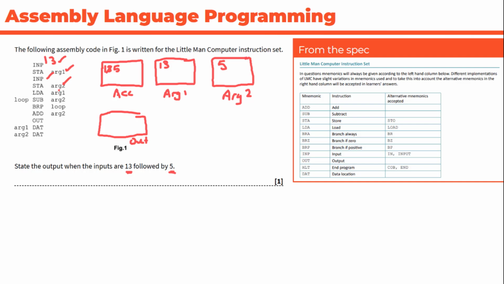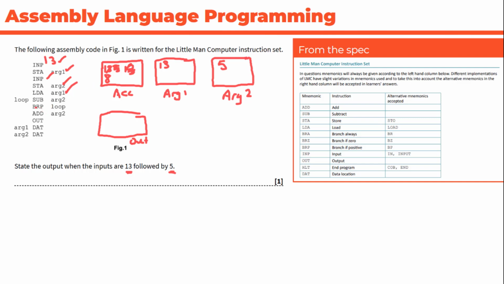Then it says load argument 1. Okay, no problem. Load 13 from there. 13 is now in the accumulator. Then it says subtract argument 2. So I've got 13 there. I'm going to take 5 from it. And what's that going to leave me with? It's going to leave me with 8, isn't it? Yeah, 5 taken away from 13 leaves us with 8. So I need to scrub that out, put 8 in there.